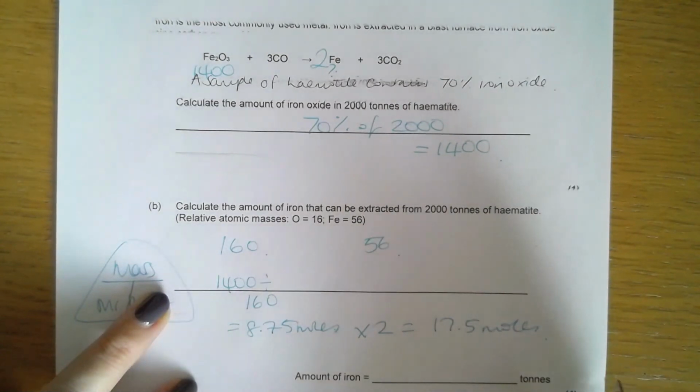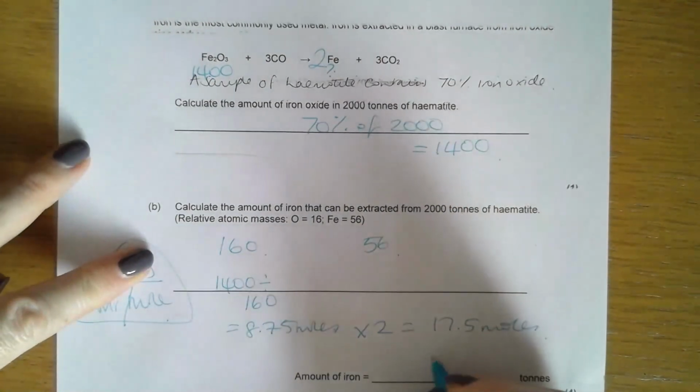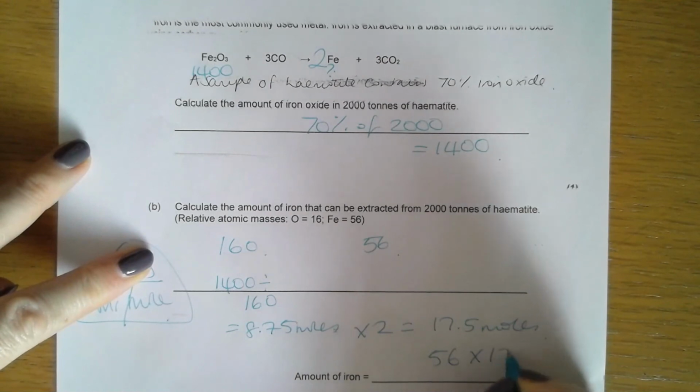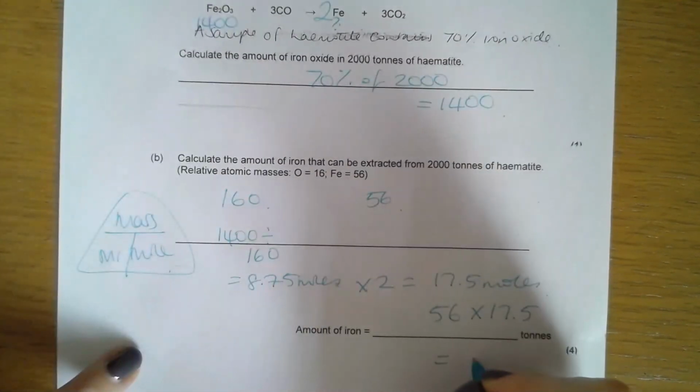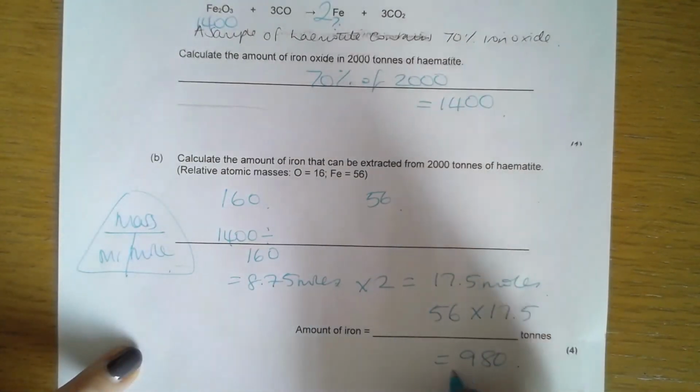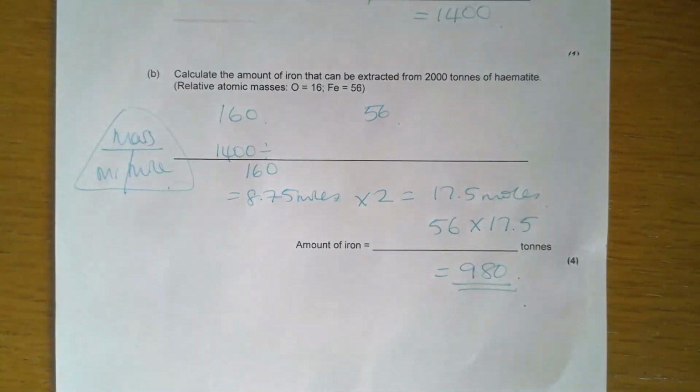How much would that weigh? Mass is molecular mass times the number of moles is 980 tonnes. Excellent.